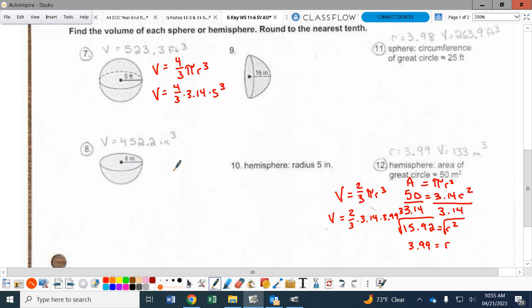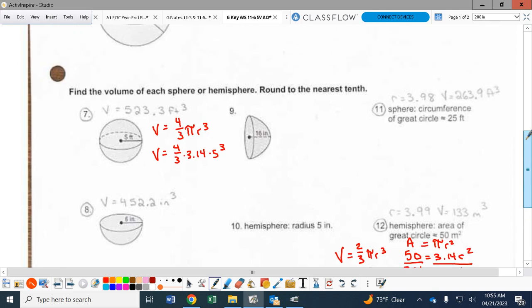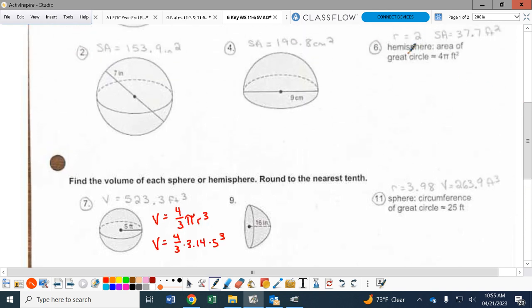Problem number 6, we're looking at a hemisphere. We're doing it from an area. Area formula is area equals pi r squared. So the area in this case is 4 pi equals pi r squared. We're going to divide both sides by pi. It's going to get rid of our pi. It's going to make it 4 equals r squared. Take the square root. It's going to make it 2 equals r.